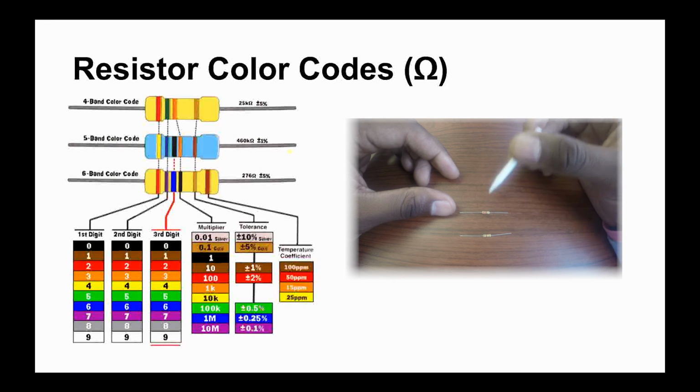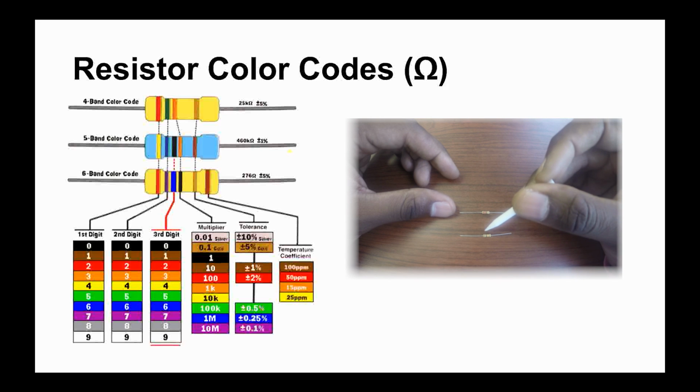Okay? So starting from left to right, I have a red band, which is 2, another red band, which is 2, and then our multiplier in this case is represented by a brown band, so I'm going to add the number 1, so I'm at 2, 2, 0. So this is a 220 ohm resistor, and then our tolerance, a gold band, is 5%.